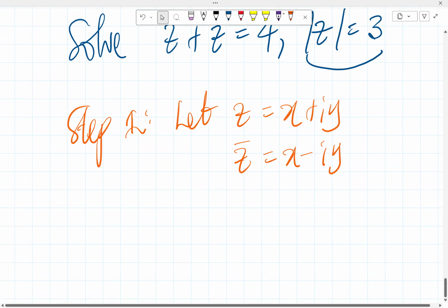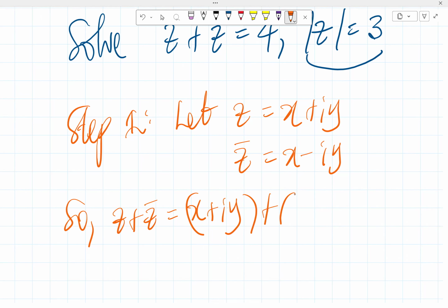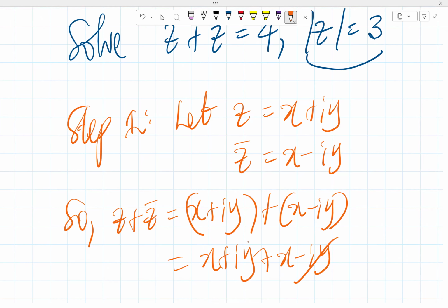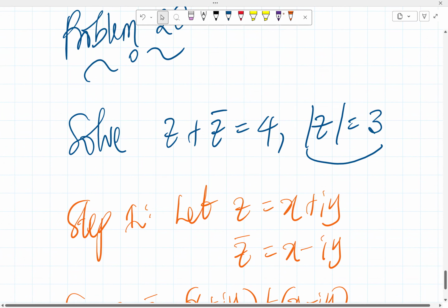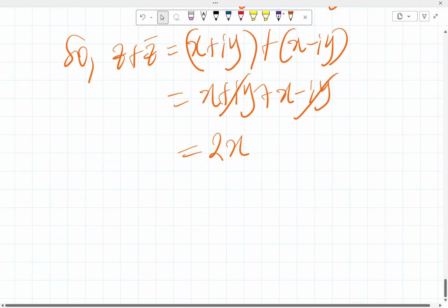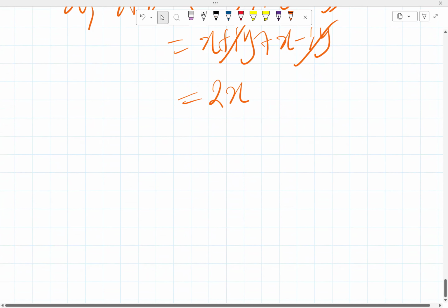Then we say z plus z bar is equal to x plus iy plus x minus iy. Minus iy cancels plus iy, so z plus z bar is 2x. So now that we have that, we are solving z plus z bar equals 4, right? So we go for step 2.